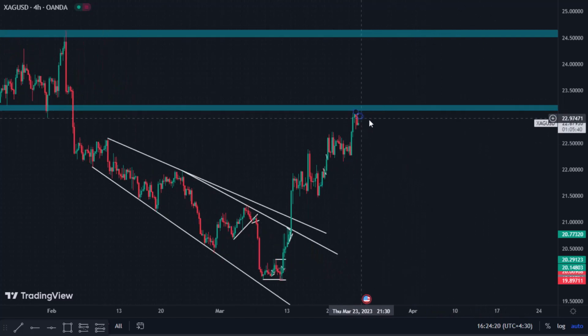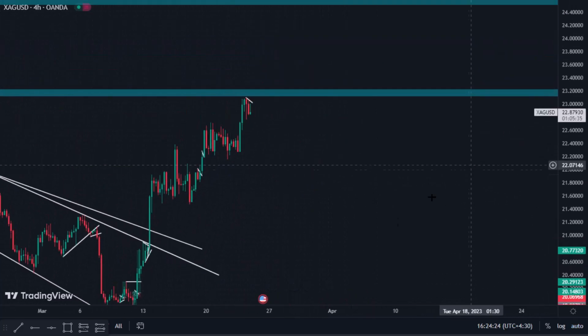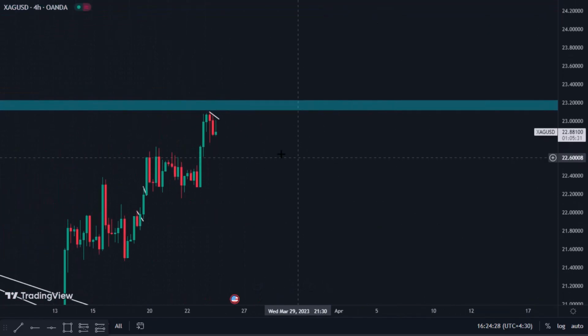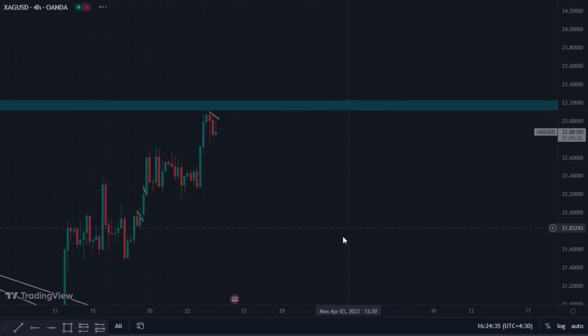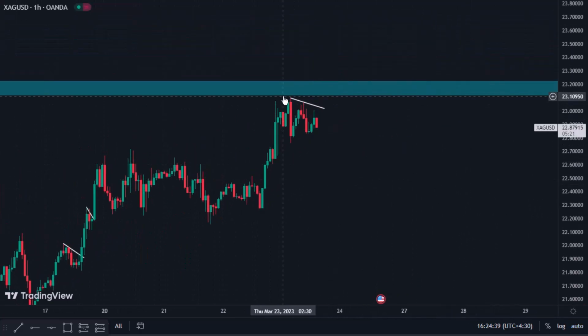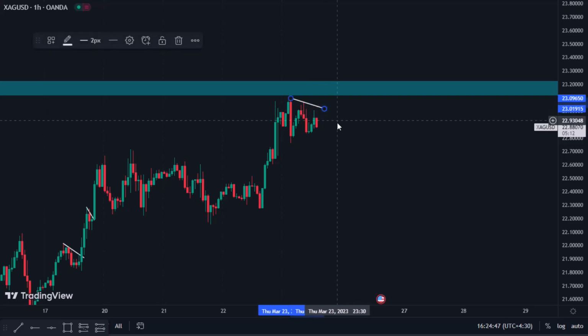We haven't touched that level yet, but if we see some nice reactions when we touch it in the 4-hour or 1-hour time frame, we can go for a sell position. And you also have to keep this trend line in mind, where you can go for a buy position with a breakout of it. I myself will enter a buy position if I see a breakout of this.